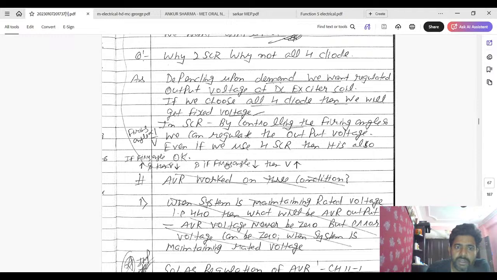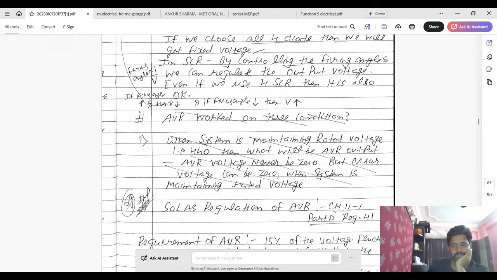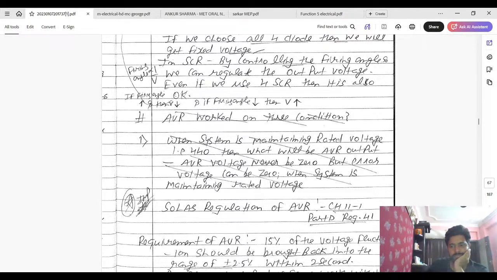So firing angle is inversely proportional to the voltage. If we increase the firing angle, voltage is reduced. If we decrease the firing angle, voltage is increased. Very clear. My voice is clear?